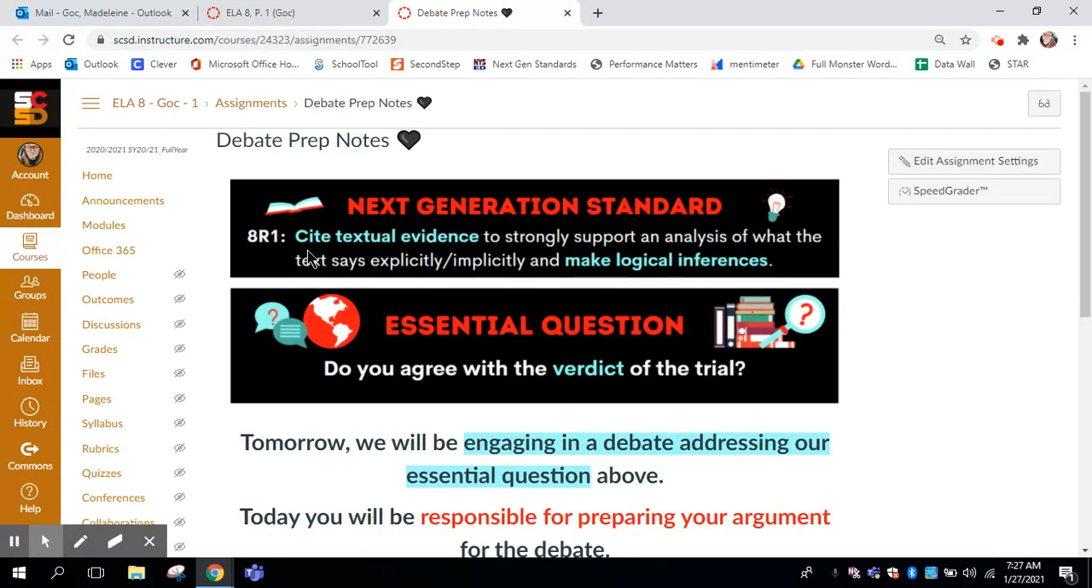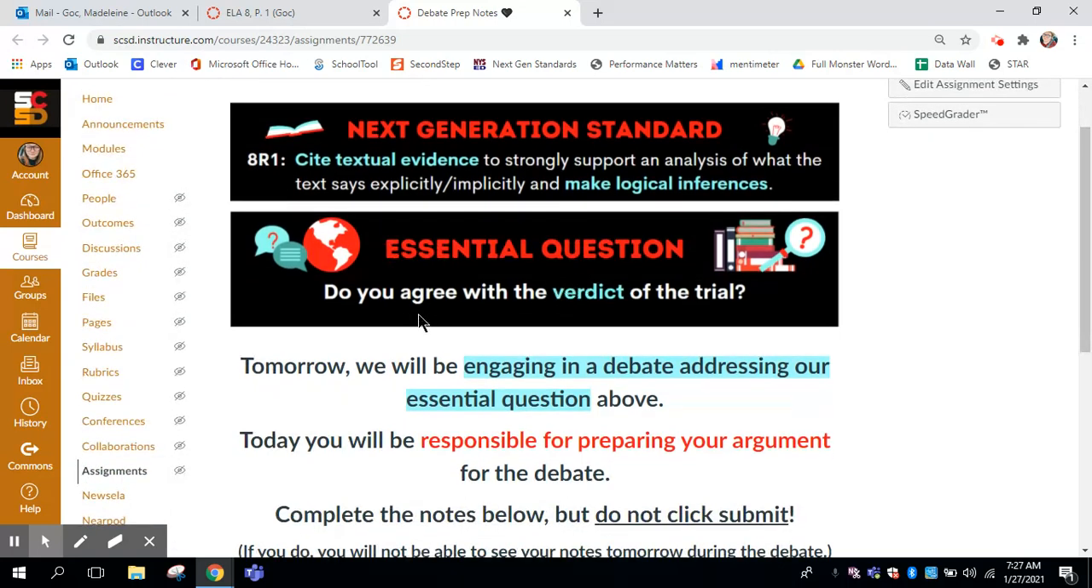The next generation standard that we're going to be looking at is 8R1, which is citing textual evidence to strongly support an analysis of what the text explicitly or implicitly says. So what that means is you are trying to find evidence to support your argument, right? If your analysis is what you have come to understand about the text, you're trying to back that up with the textual evidence.